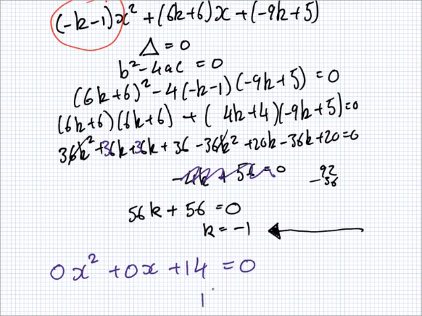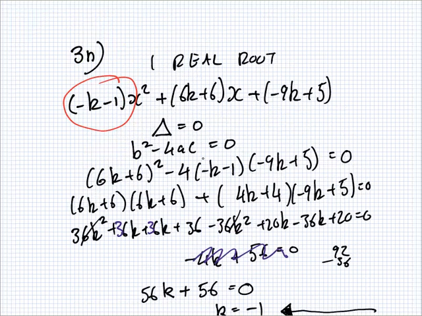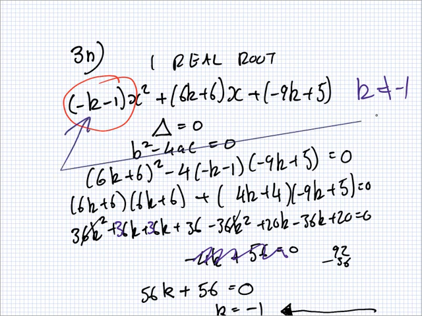So you have 14 equals 0 then. So if you use minus 1, you make a quadratic that isn't a quadratic and doesn't have a solution. So we should be remembering that k cannot equal minus 1, because then it's not quadratic anymore. So it was a bit of a trick question.